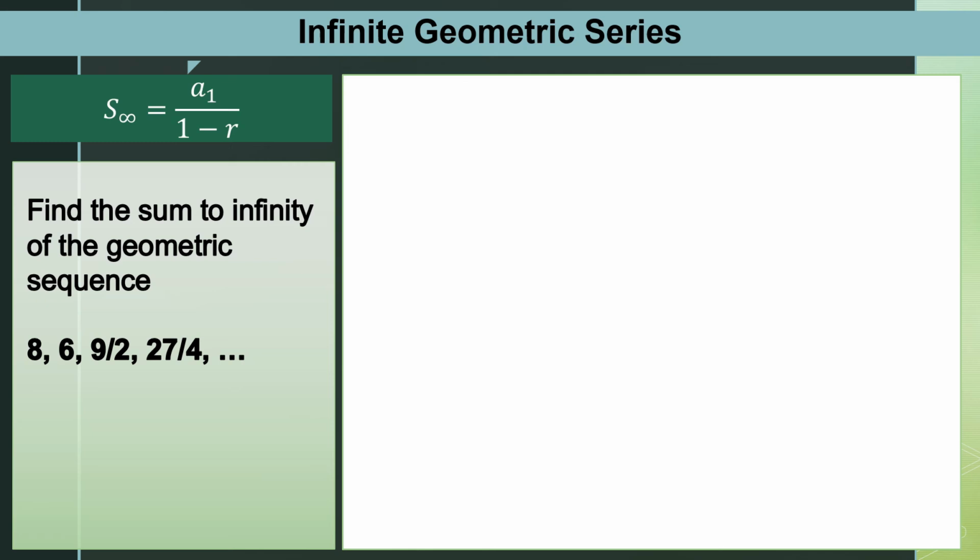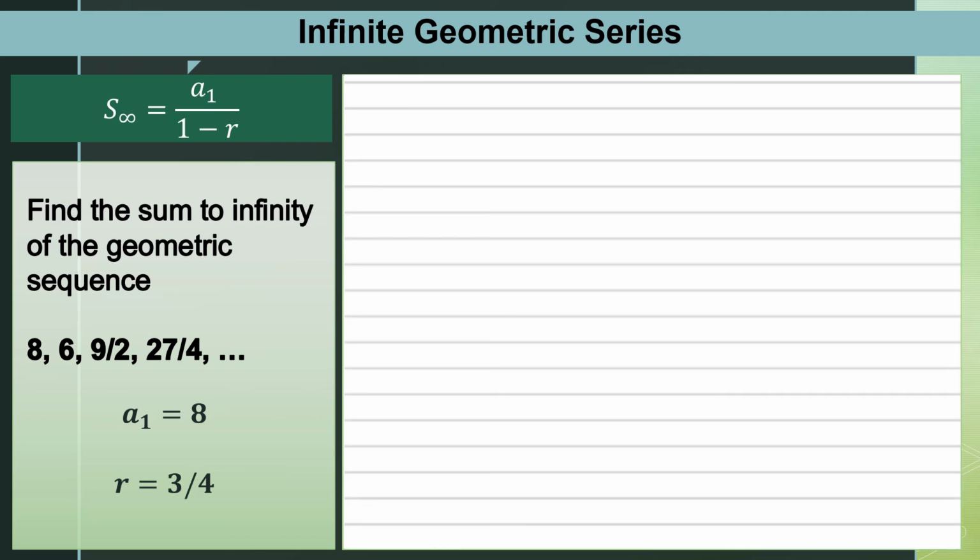Sa kasunod na problem, find the sum to infinity of the geometric sequence 8, 16, 9 over 2, 27 over 4, and so on. Una muna natin gagawin ay i-identify ang given. Ang ating A sub 1 ay positive 8 dahil nag-start ang ating sequence sa 8. At ang ating R ay 3 over 4. Tandaan ulit natin na nakuha natin ang R kapag nag-divide tayo ng dalawang magkasunod na term. So, we have 6 over 8. In lowest term ay 3 over 4.